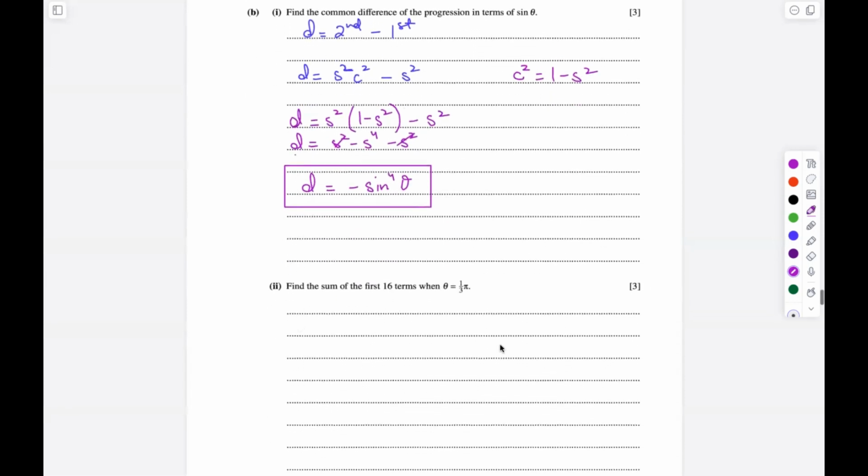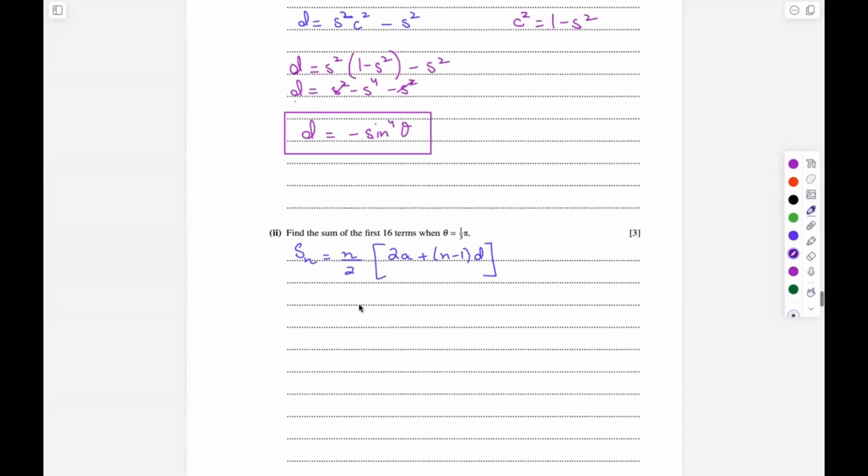In part 2, it says find the sum of the first 16 terms when theta is equal to 1 upon 3 pi. So if we have an arithmetic progression, the sum of n terms is given by n upon 2 into 2a plus n minus 1 into d. Now we know that the common difference is minus sine to the power 4 theta and a is sine squared theta. So substituting the values of a and d, and n is 16, we'll write it as 16 upon 2 into 2a, so that will become 2 into sine squared, plus n minus 1, so that is 16 minus 1, which will become 15, and d is minus sine to the power 4 theta.